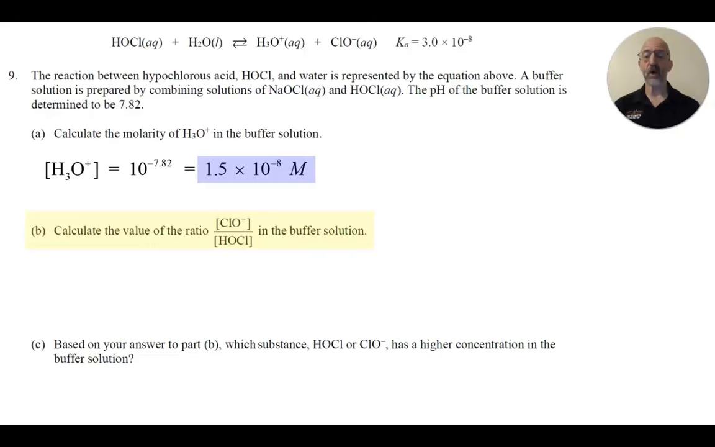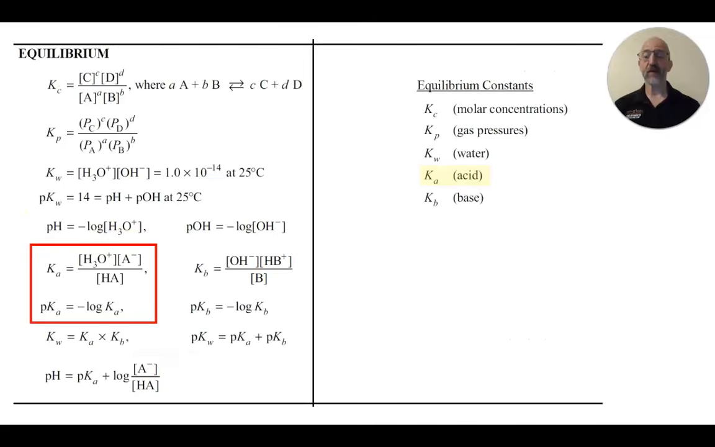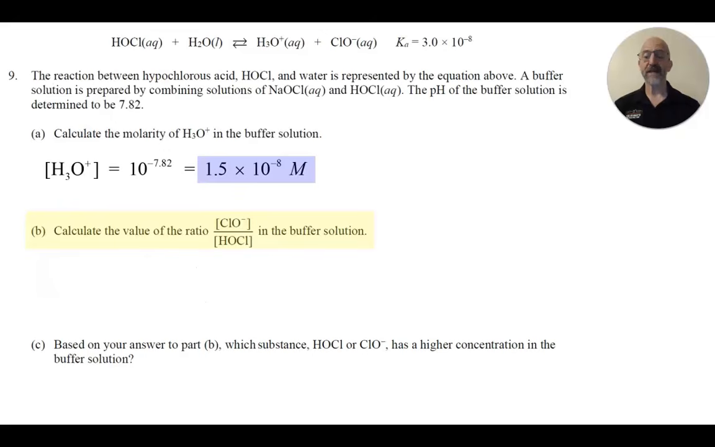So if I look on the equation sheet, here is the generic form of the Ka expression for a weak acid. I can see concentration of the hydronium ion times concentration of A-, or the conjugate base, divided by concentration of the weak acid, or HA. Let's go ahead and write the Ka expression for hypochlorous acid. Now, when we do that, we get concentration of the hydronium ion times concentration of the conjugate base, or ClO-, divided by concentration of the weak acid, or HOCl.